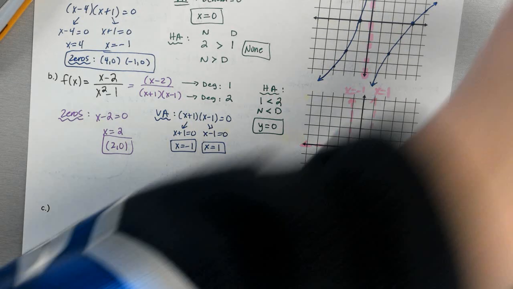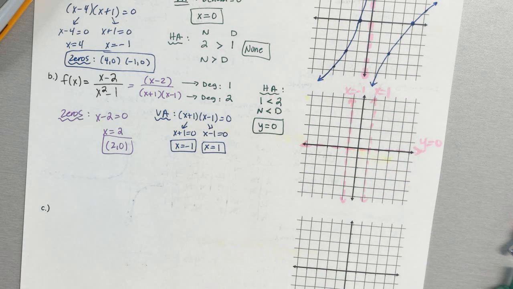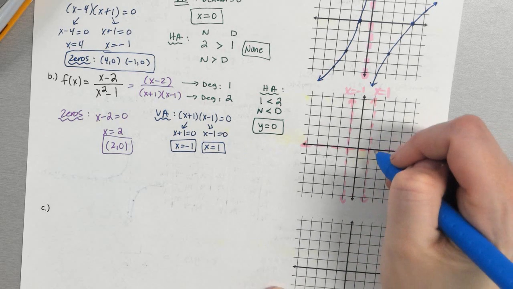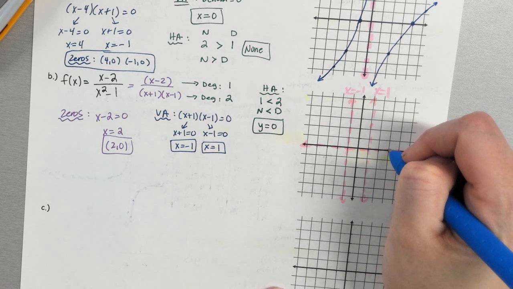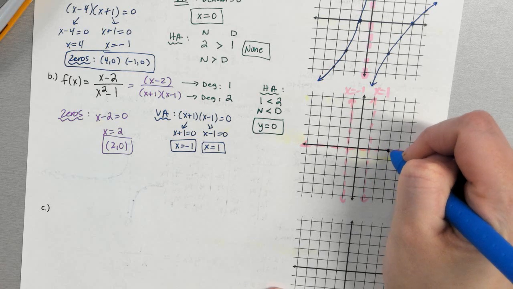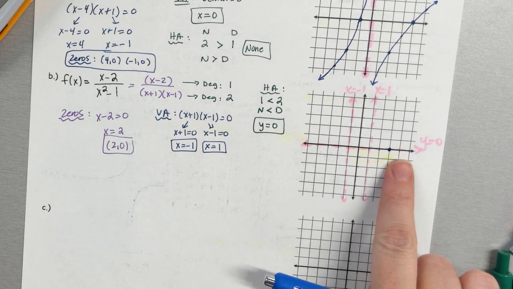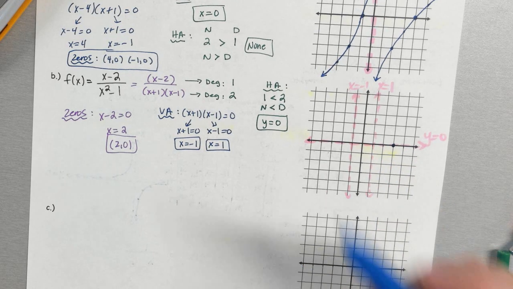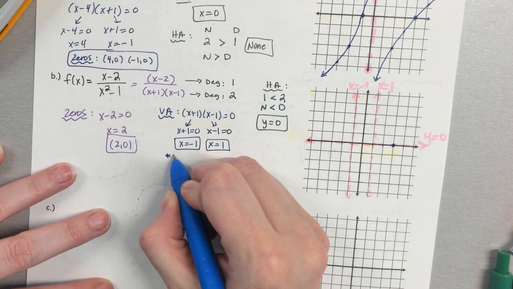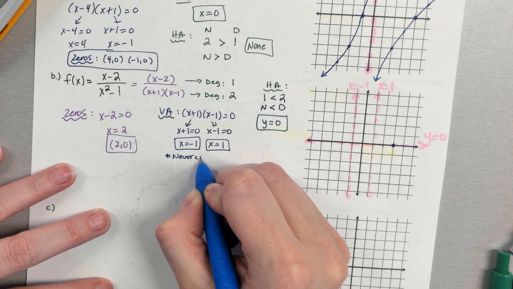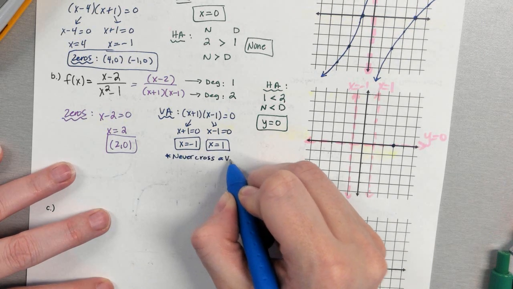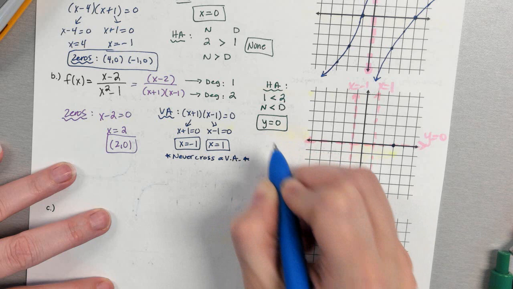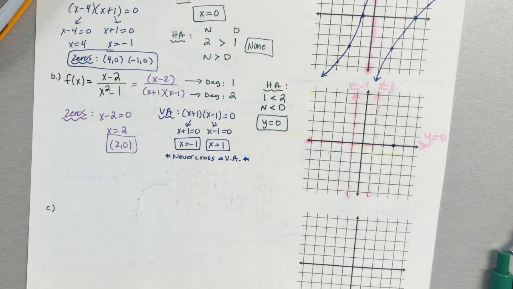And we only have one x-intercept, so we're definitely going to need our table here. Our x-intercept is right here, 2, 0. Now, it's okay that it's on the horizontal asymptote. When you are graphing, you never cross a vertical asymptote, but you can cross a horizontal asymptote. That does happen.